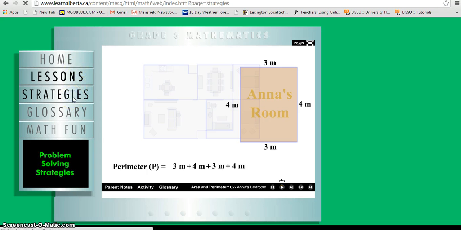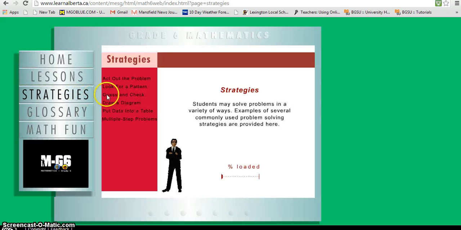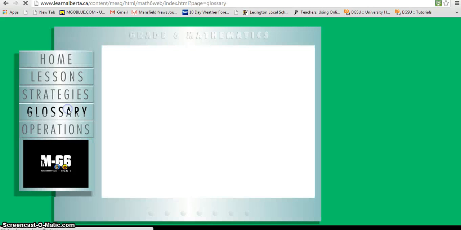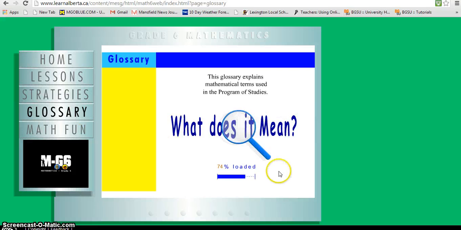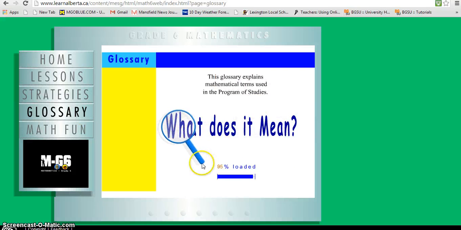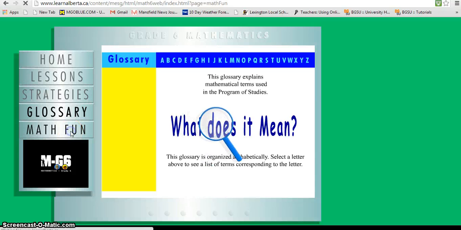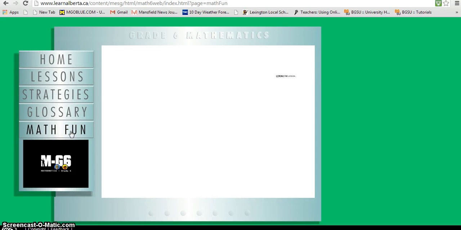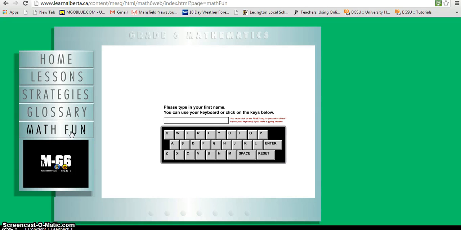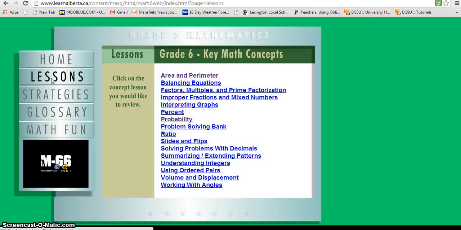They have different strategies, they have problem solving strategy lessons, which is nice. They have a glossary. The kids could use this as a resource on some different things, so it helps them to do that. And then they have some more math fun little lessons in here to kind of help the kids out. So this is a lot of fun, and the kids in the past have really enjoyed Spy Guy.